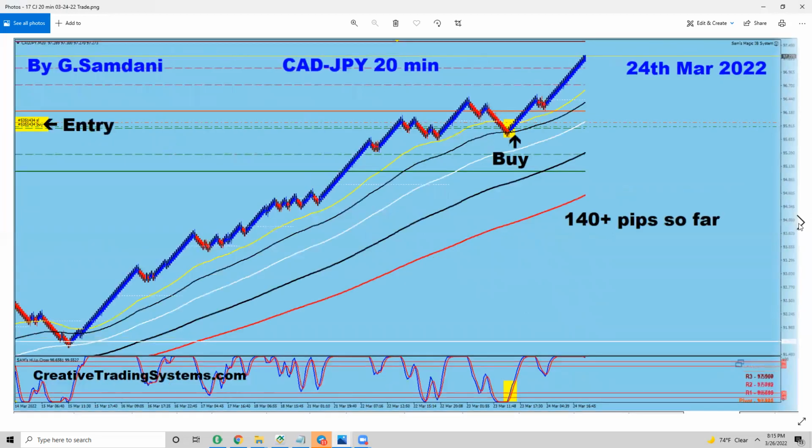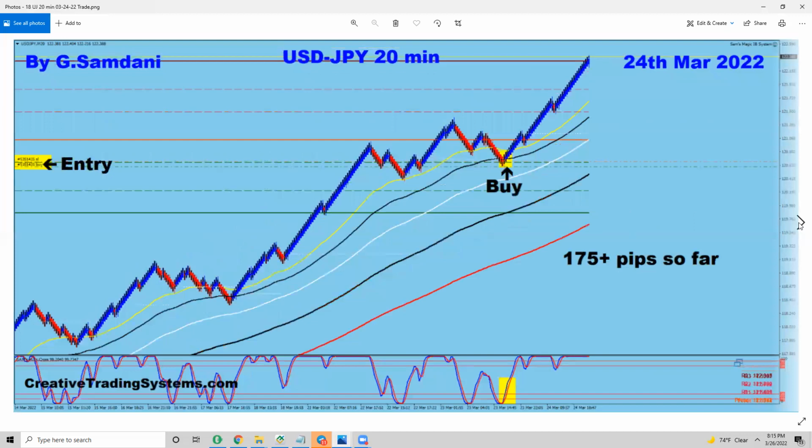Now yen again: pound yen, Euro yen, Aussie yen, Newsy yen, CAD, everything yen went up. And I'll show you why. So CAD yen, it was all planned. I knew it already. So CAD yen 140 pip on the 24th.